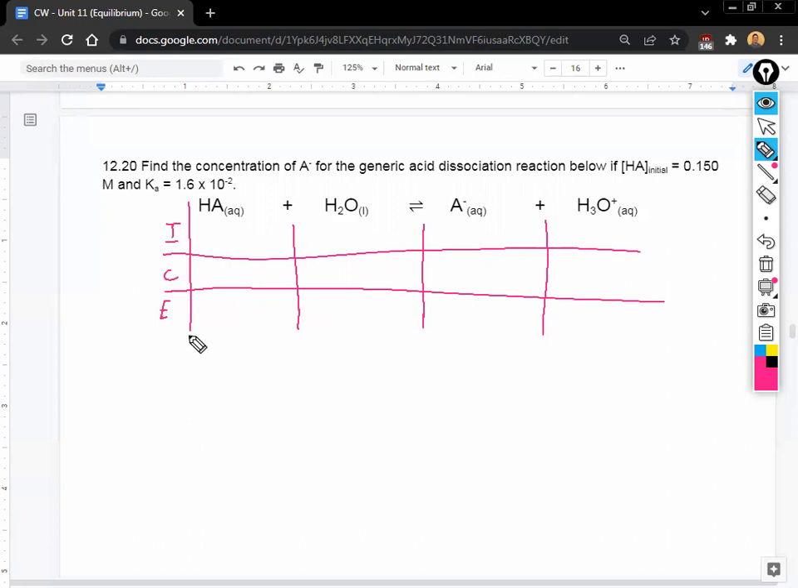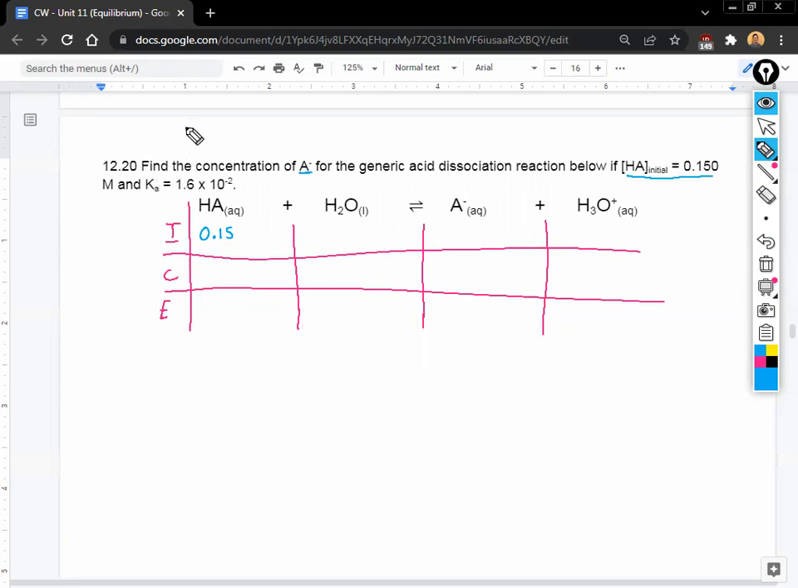Alrighty, guys. So by looking at the problem, I think some of you guys can already tell why this is going to be irritating to do. But let's plug in the values that we have. It tells us, we're looking for the concentration of A minus for this generic association if the initial concentration of HA is 0.15. So we're going to plug in 0.15 right here. And if you guys notice, that's the only value that we have for this ice table. The only other number that we have is the Ka value.